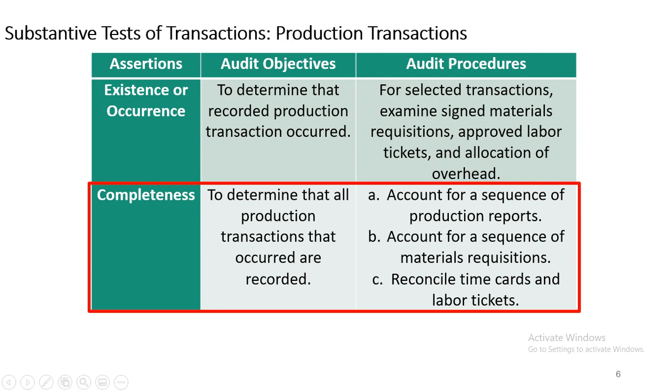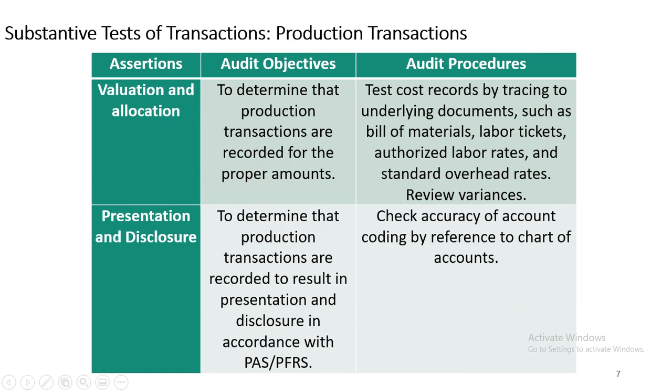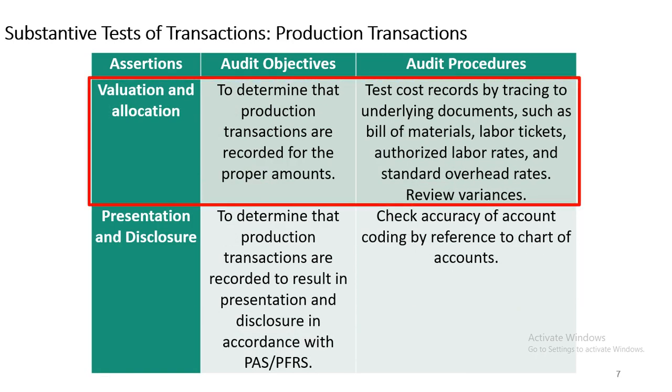We have already discussed filing in numerical order or in sequence. That's why you're going to account for the sequence of production reports, account also for the numerical sequence of the materials requisitions, and reconcile time cards and labor tickets. So from source document to records. So that is completeness. Now for valuation and allocation, the audit objective is to determine the production transactions are recorded for the proper amounts.